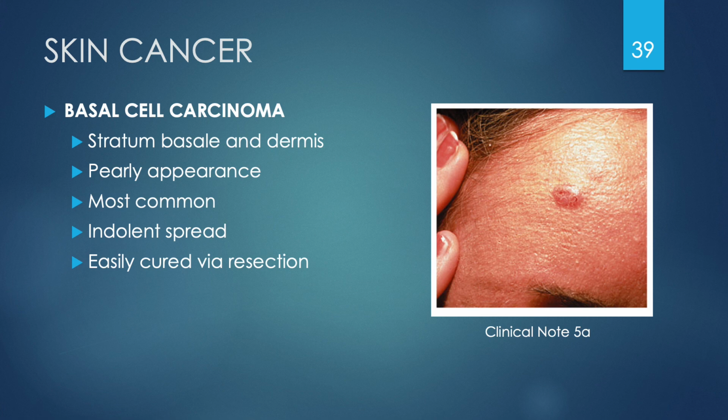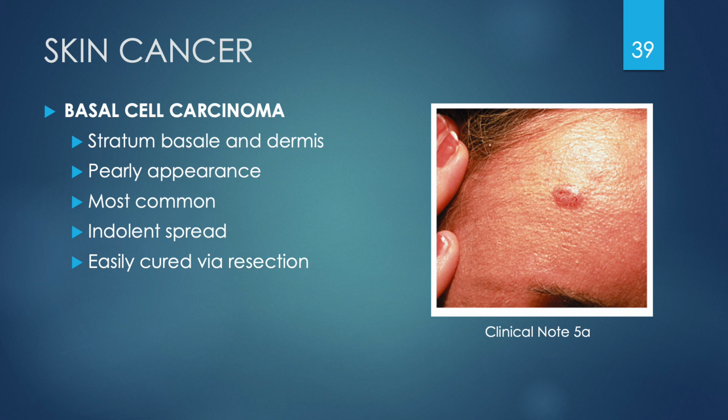The clinical note in your text, just before you move into section 5.6, will discuss skin cancer. So let's go through this in a little bit more detail. So there are three primary types of skin cancers. There's basal cell carcinoma, squamous cell carcinoma, and melanoma.